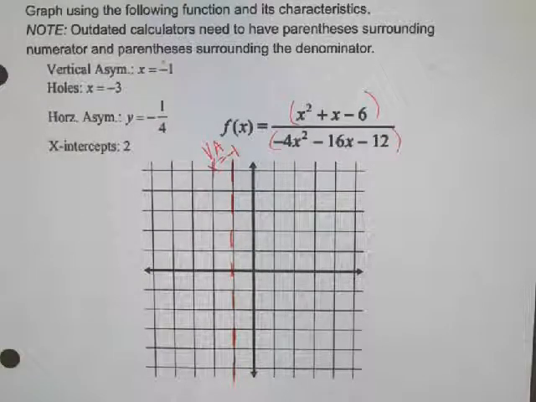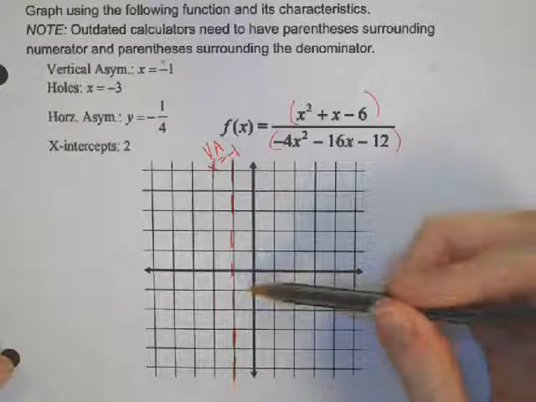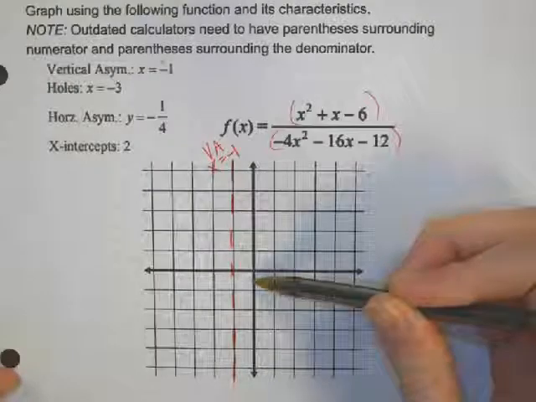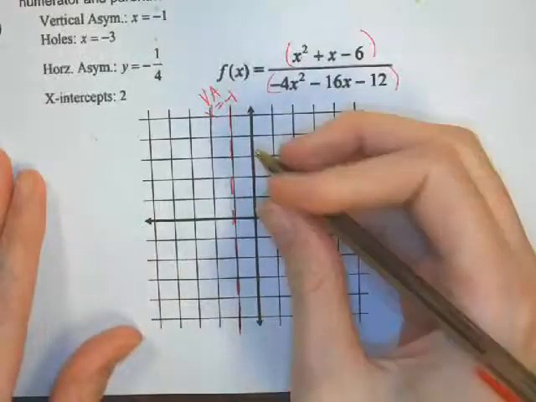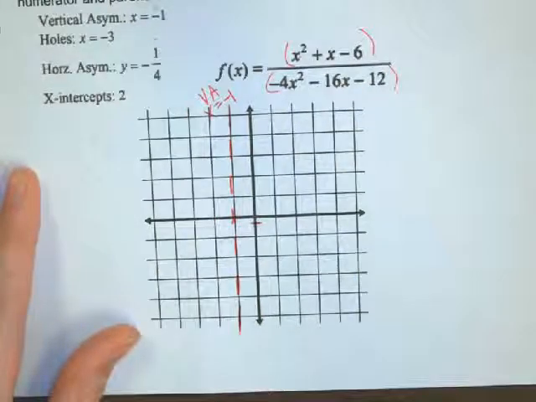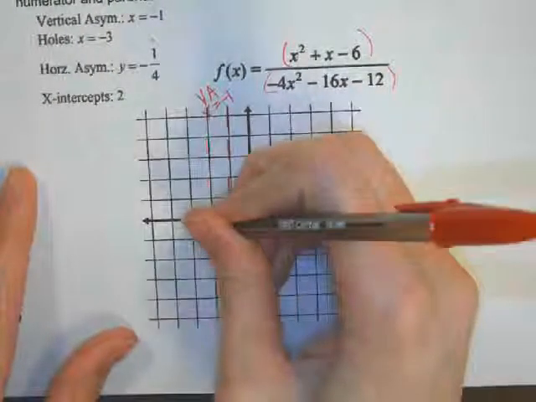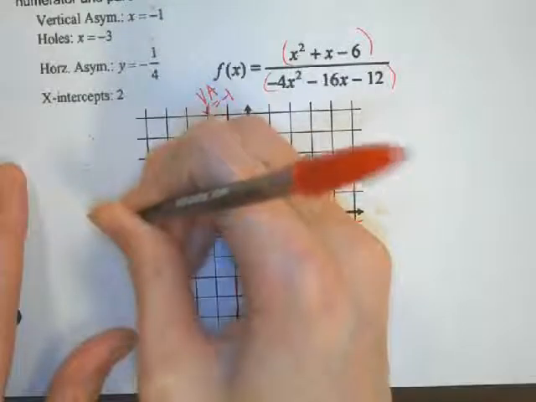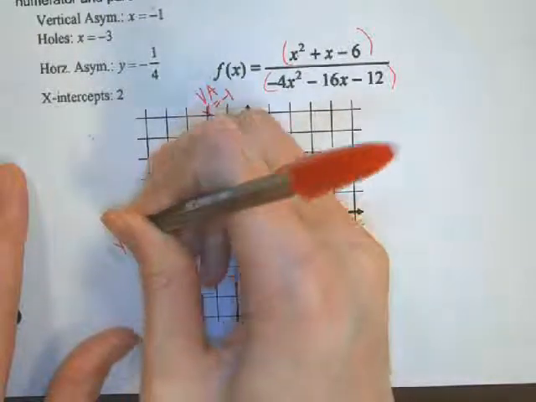Where is y equals -1/4? Below the 0 and 1/4 above the 1? So in between 0 and 1, but is it like halfway? No. Less than half or more than half? Less than half. So you want to estimate about 1/4, maybe about right here. Is that about 1/4? Sure. Okay, we'll go with it. So put your dotted line here. There's HA, your horizontal asymptote, at y equals -1/4.